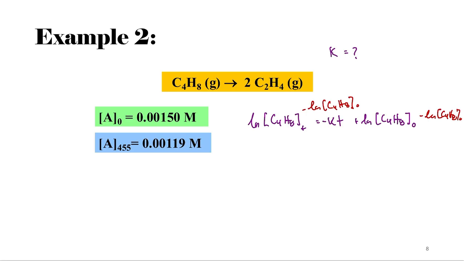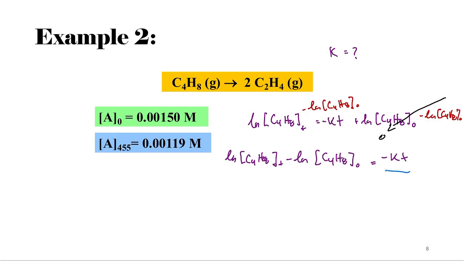On the right hand side, what happens to the logarithm of the initial concentration? Those go to 0, right? And then now we're left with ln C4H8 at time t minus ln C4H8 initially equals minus kt. To isolate k, what do we divide both sides by?